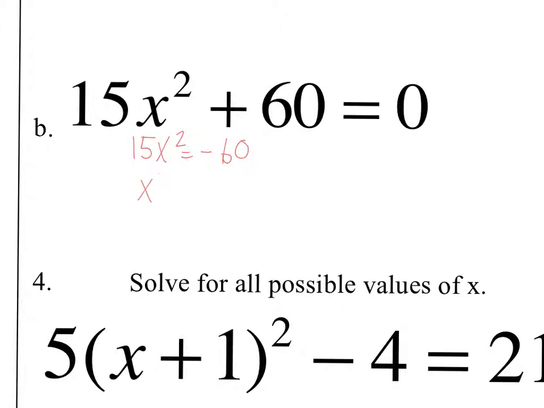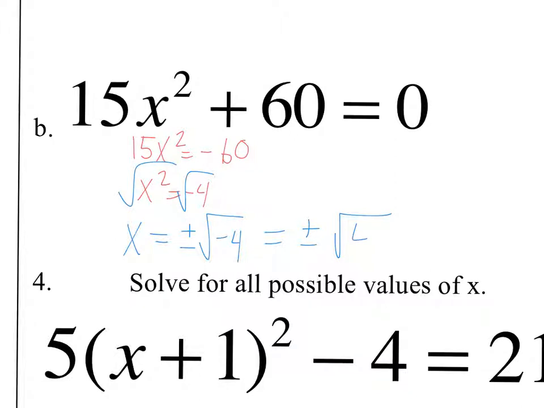Divide both sides by 15. X squared is equal to negative 4. Square root. X is equal to plus or minus the square root of negative 4, which is plus or minus the square root of 4 times i, which is plus or minus 2i. I'm sorry, 2i, not 2 square roots of i.